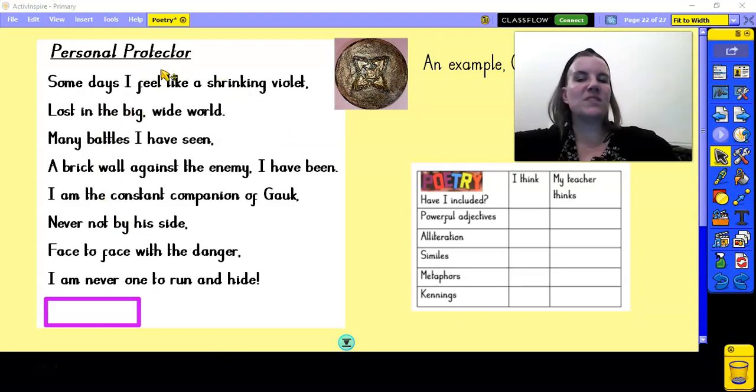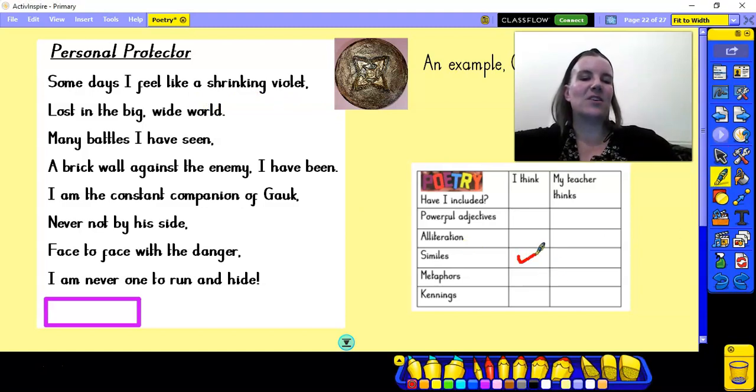Personal Protector. Some days I feel like a shrinking violet. A shrinking violet is somebody who's really shy. So you can see an example of a simile here. So I could definitely be ticking off that this person has used a simile. Lost in the big wide world. Many battles I have seen. A brick wall against the enemy. Well, I know that this shield isn't really a brick wall, so that's a metaphor saying it is a brick wall, so I can definitely tick that off as well. A brick wall against the enemy I have been.